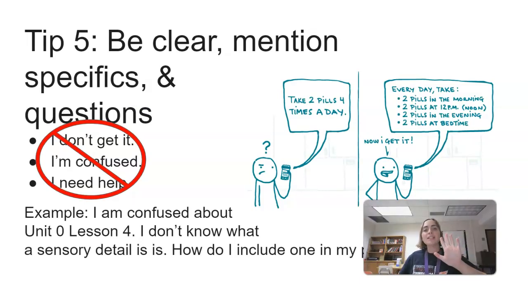Tip number 5 is to make sure you're clear, mention specifics, and be clear with your questions. So just sending me an email that says, I don't get it, that's not super helpful. I don't know what you're stuck on. I don't know what you're struggling with.